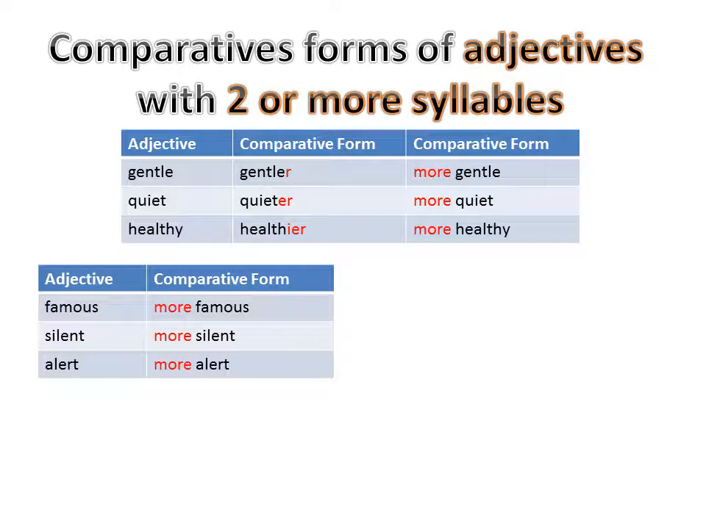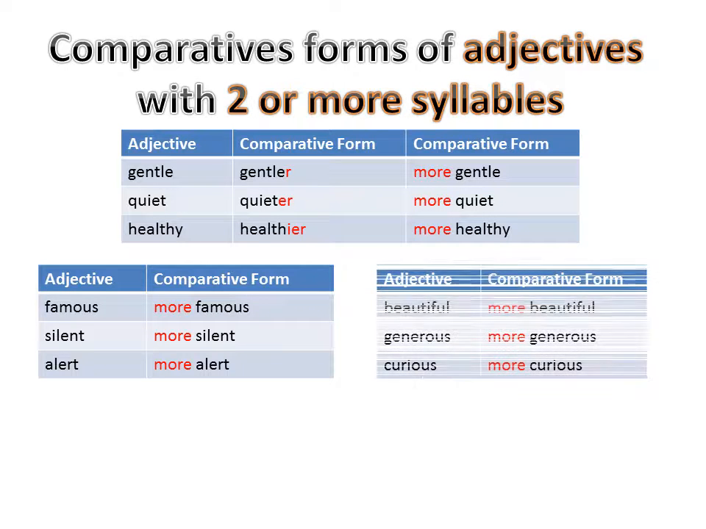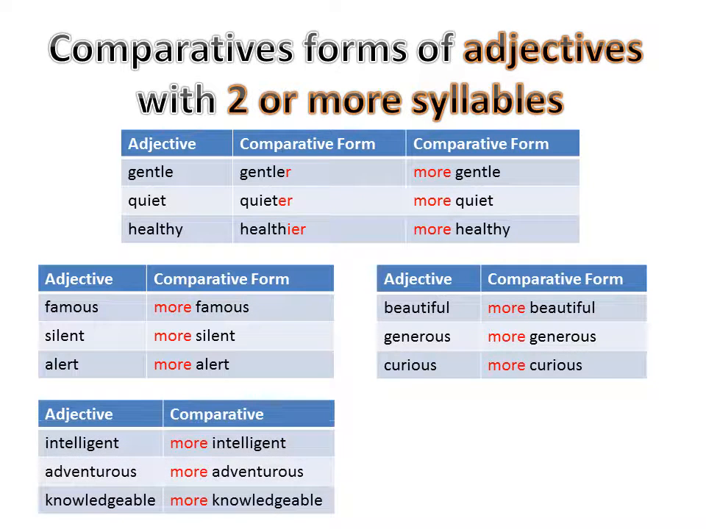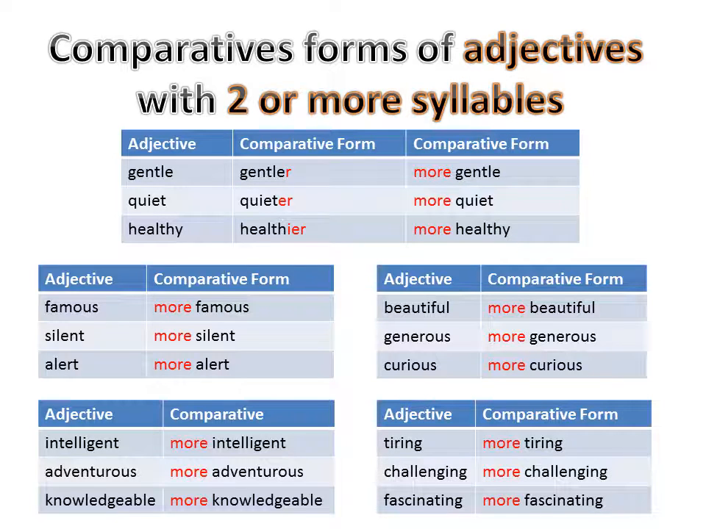Now there are many 2-syllable adjectives that simply require you to use more. Please notice that when you use more, the adjective itself does not change. We use the same rule with 3-syllable adjectives, and as well with 4-syllable adjectives. We also have many adjectives that end with ing. All of these ing adjectives use more, no matter whether it's 2 syllables, 3 syllables, or 4 syllables.